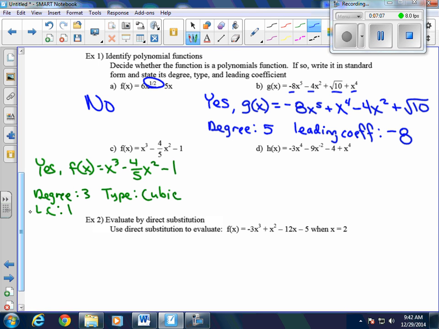And then if we look at D, it says h of x equals negative 3x to the fourth minus 9x to the negative second. Again, that is not a whole number, that exponent, so therefore this is not a polynomial function.